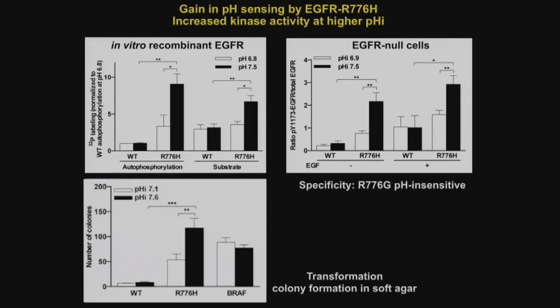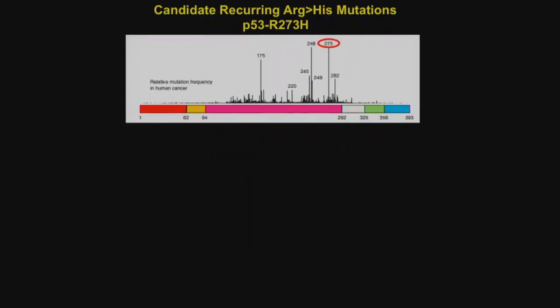Okay, one other candidate before I move on to neurodegeneration is sort of the big daddy of them all, P53, ARG273H. This is one of two of very, very highly recurring, the most highly recurring mutations in P53. There's probably over 1,000 papers just on this mutation. There's a crystal structure. No one's ever mentioned anything about possible change in pH sensing.